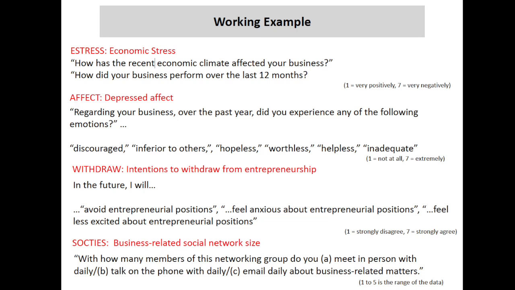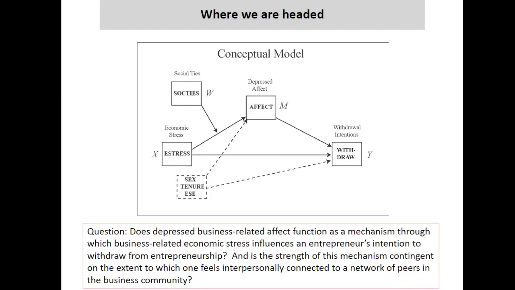And then we have a measure of business-related social network size. Participants in this study were asked a series of questions to tap into how deep or rich their social ties are in this social networking site. Primarily, it's a measure of how many contacts they have on a day-to-day basis regarding their business or business-related matters. So these are the 4 variables that we're going to focus on primarily. There are a couple of control variables that I will mention in a sec. But this is where we're headed. We're headed toward this model.